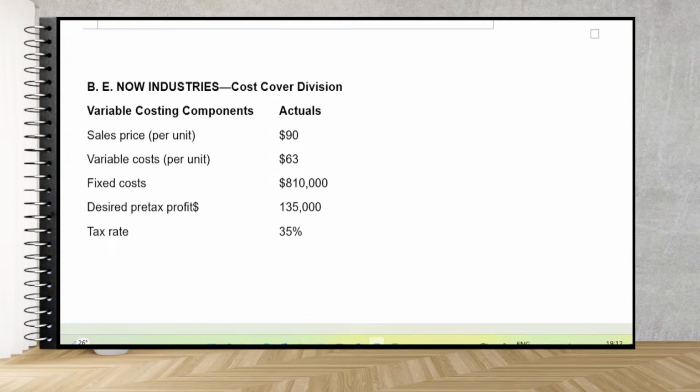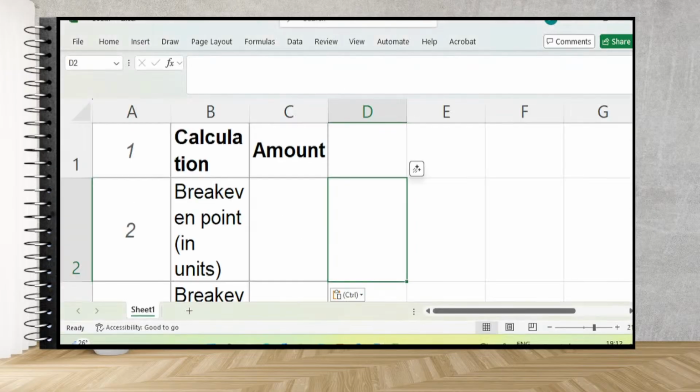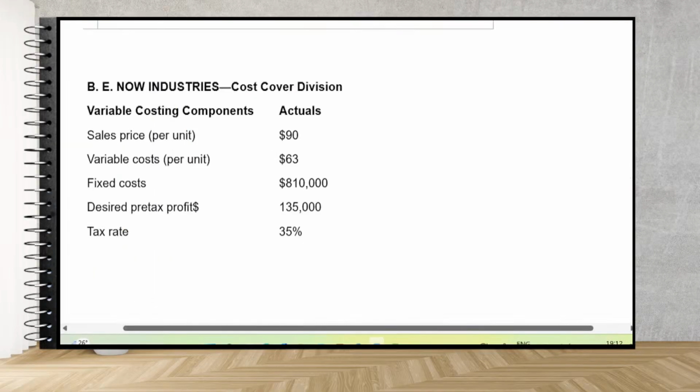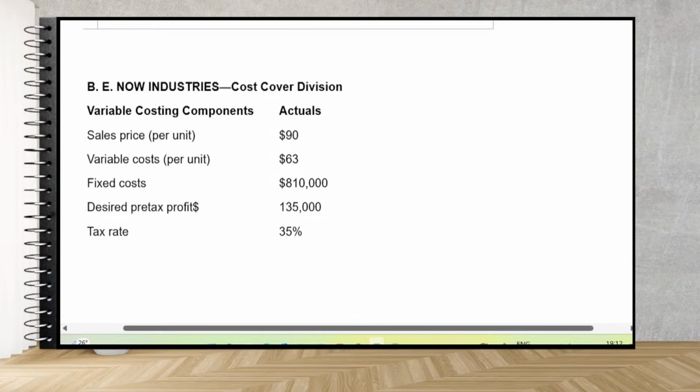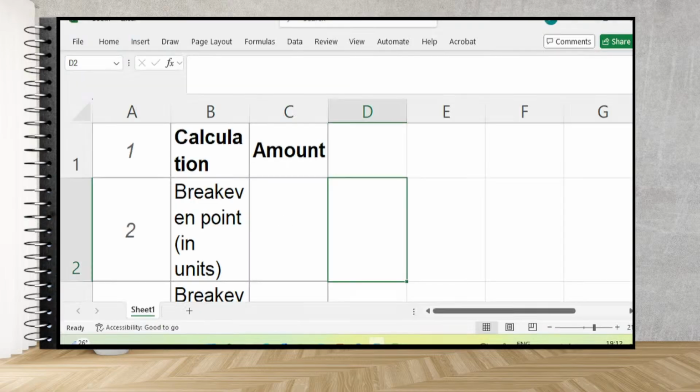Okay, so can we start now? So first, break even point in units. Okay, so what is the formula basically? When you want to calculate the break even point in units, whatever may be the fixed cost divided by the contribution margin per unit. Okay, so fixed cost here is 8,10,000.